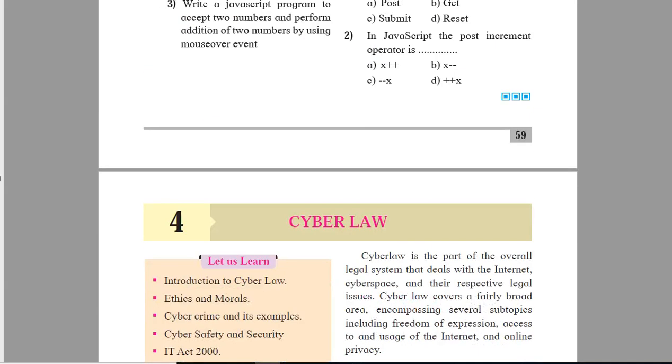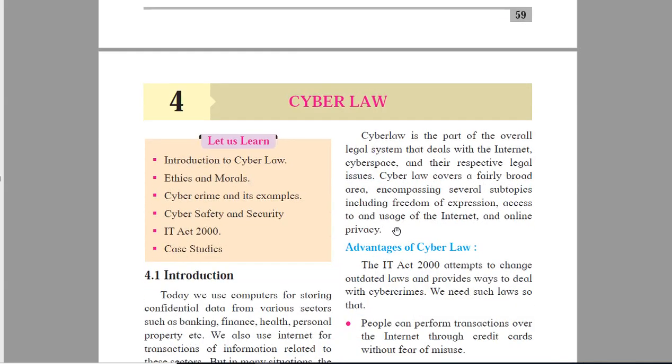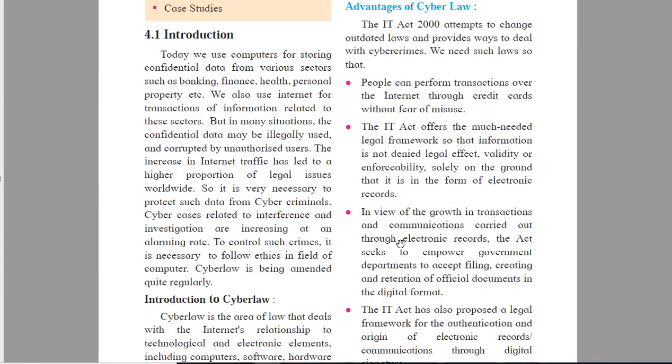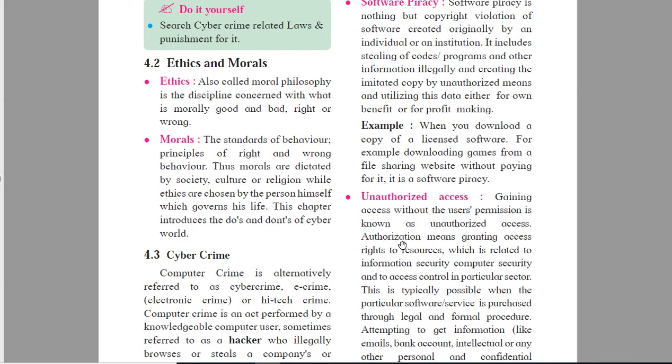Now in chapter number 4, which is based on cyber law, we have studied what cyber law is and what the advantages of cyber law are. Then we have also seen the different types of cyber crime, what ethics and morals are, and the ethics and morals you all should follow in society. So these were the different topics which we have covered under this.